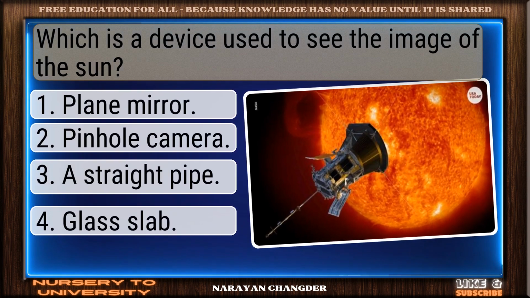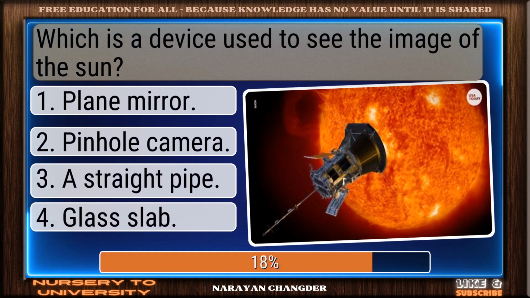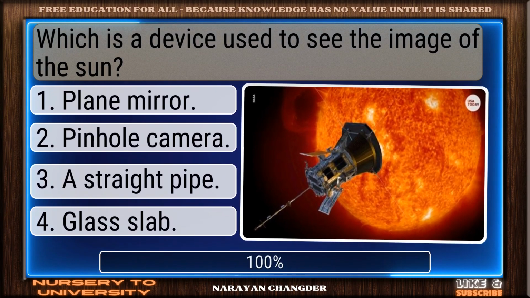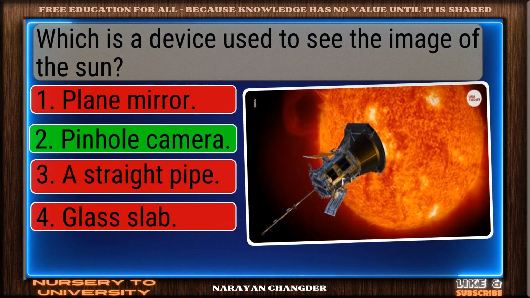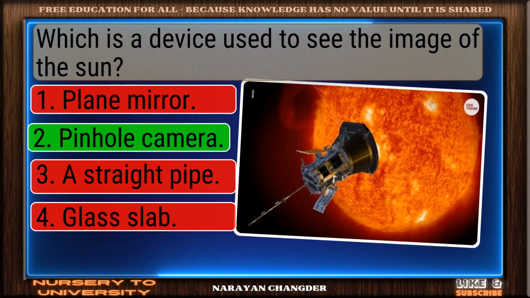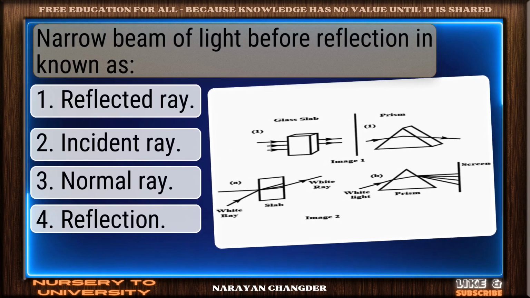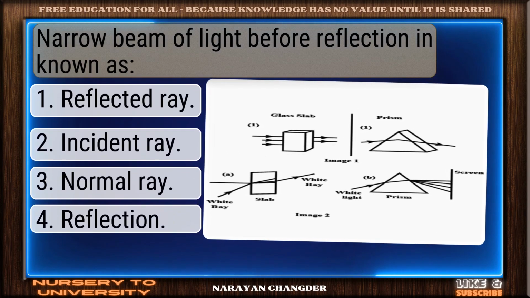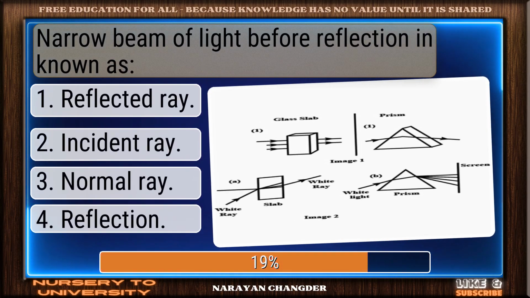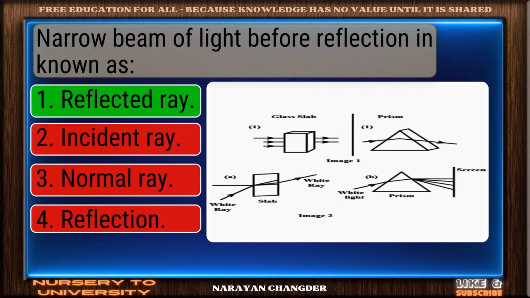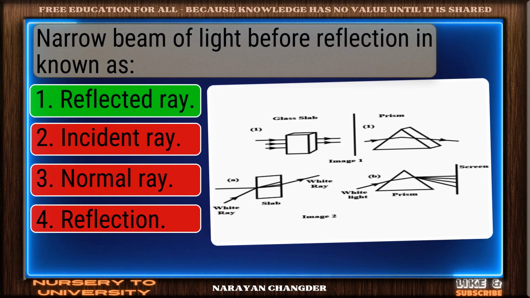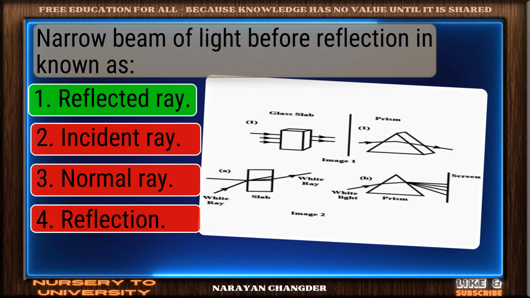Which is a device used to see the image of the sun? Well reasoned. Pinhole camera is the correct choice. Narrow beam of light before reflection is known as? Solid response. Reflected ray is a valid choice.